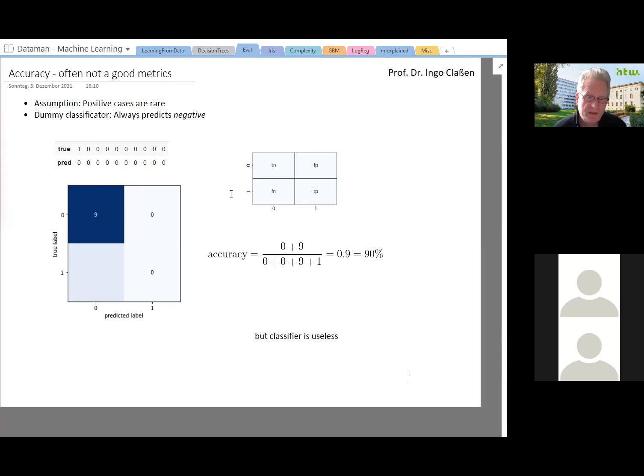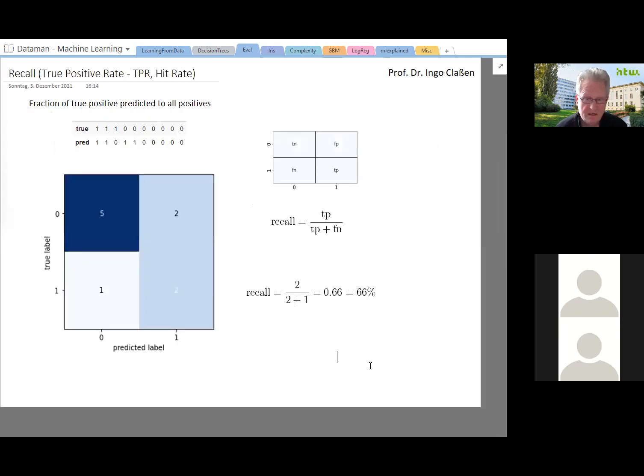So then, of course, what might be a sensible metric for classification in such cases? And of course, we encounter these kinds of cases. There are two things that are available there. The one is called recall. Recall is called the true positive rate. So recall is just taking the true positives among all positives.